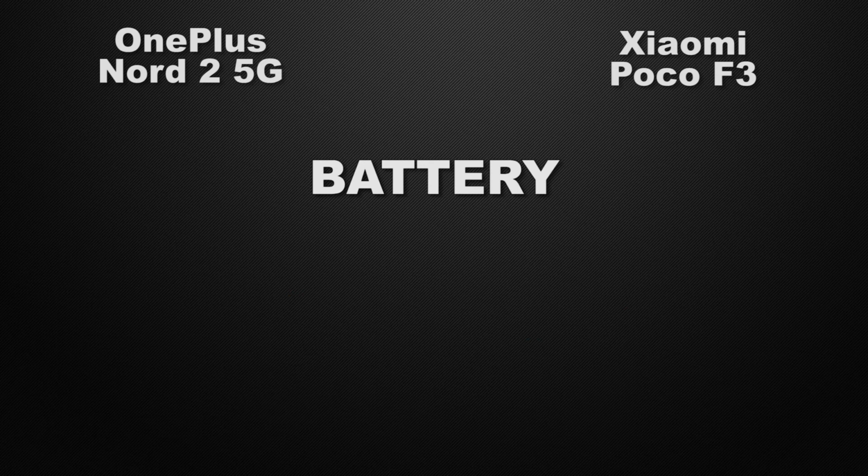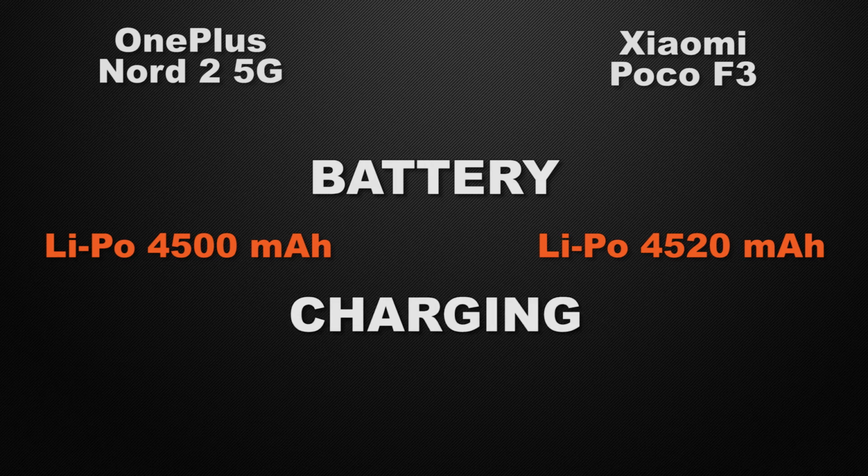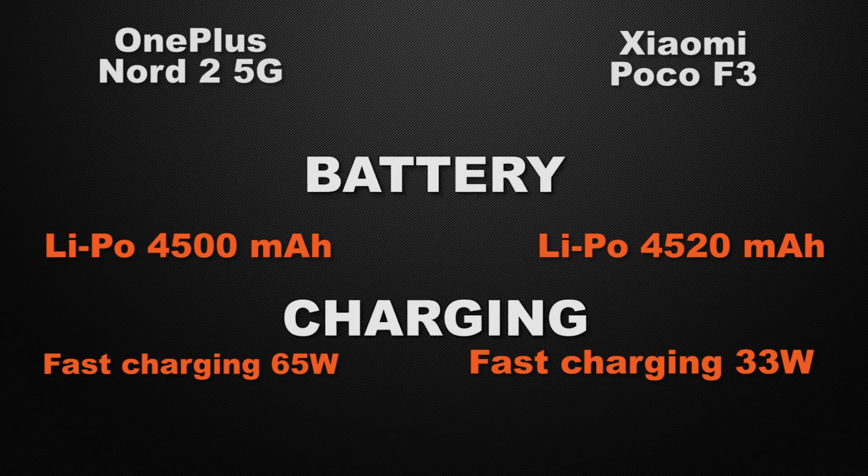Let's talk about the battery capacity of the devices. Nord 2 has 4500 mAh of battery capacity, whereas F3 also has 4500 mAh of battery capacity. So it's a tie because both devices have the same battery capacity. Let's talk about the charging speed. Nord 2 has 65 watts of fast charging, whereas F3 has 33 watts of fast charging. So the winner here is Nord 2 because it can charge the device faster.